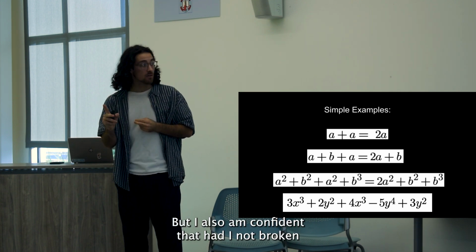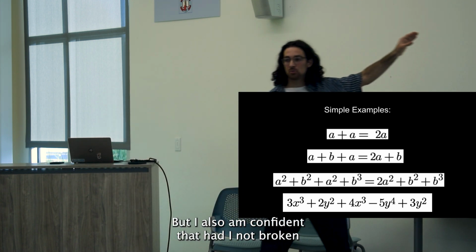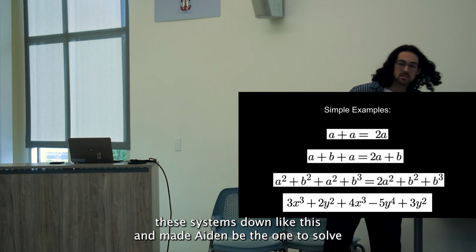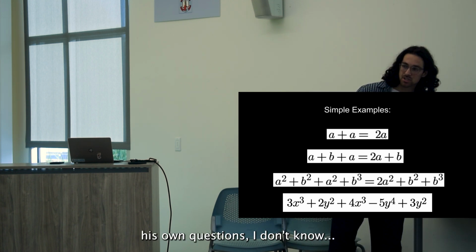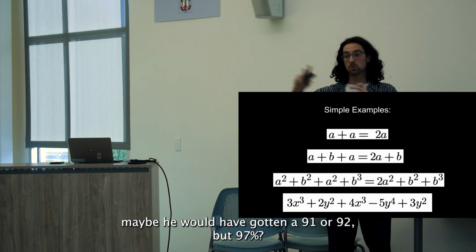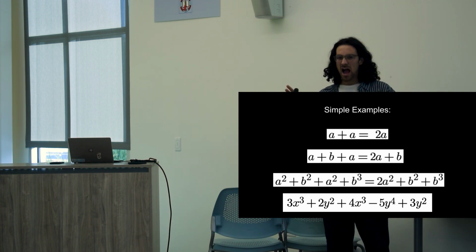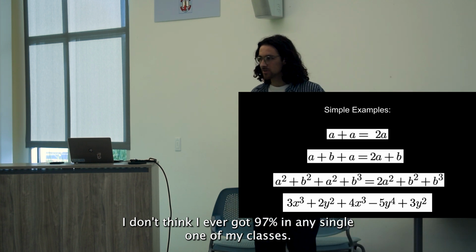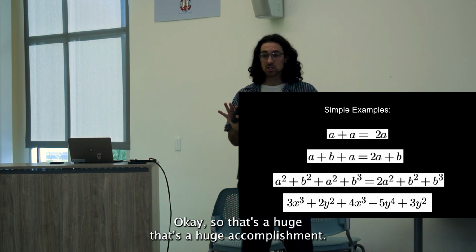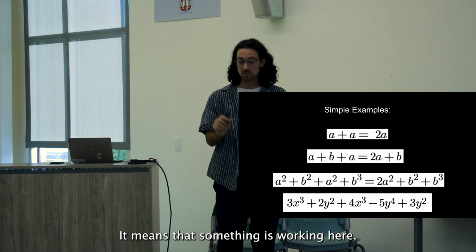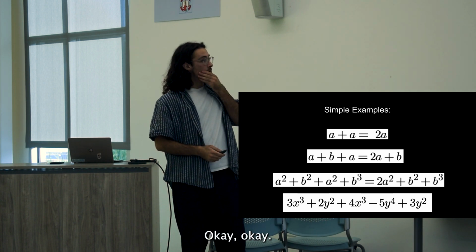But I also am confident that had I not broken these systems down like this and made Aiden be the one to ultimately solve his own questions, I don't know if maybe we would have gone to 91 or 92, but at 97%, I don't think I ever got a 97% in any single one of my classes, okay? So it's a huge accomplishment, and it means something. It means that something is working here. Okay.